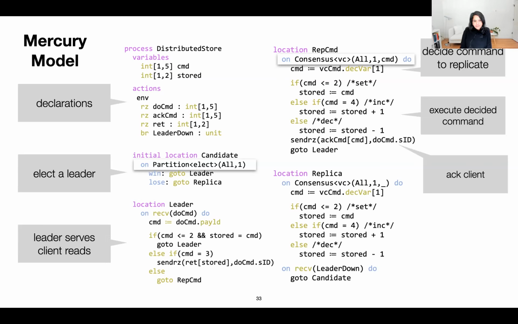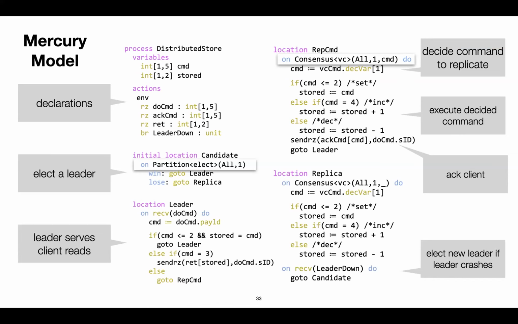and then the leader confirms the operation to the client. And finally, we allow modeling process failures. If the leader crashes, we want to allow the replicas to elect a new leader. Okay, so as I already said, we use the partition primitive to model leader election. And notice that we use the consensus primitive to model agreeing on the command to execute. So even though we are not going to look at this process definition in detail, I want you to notice that the design is very modular, right?